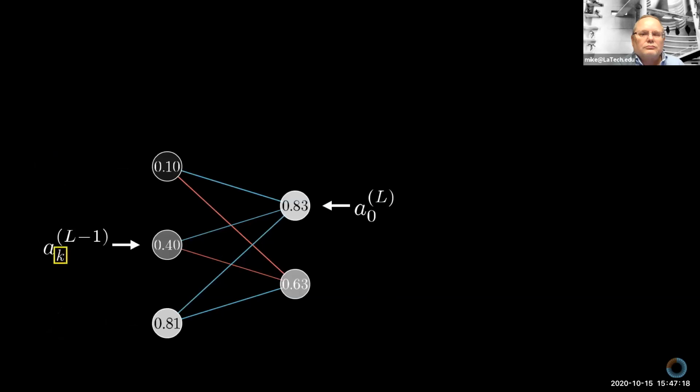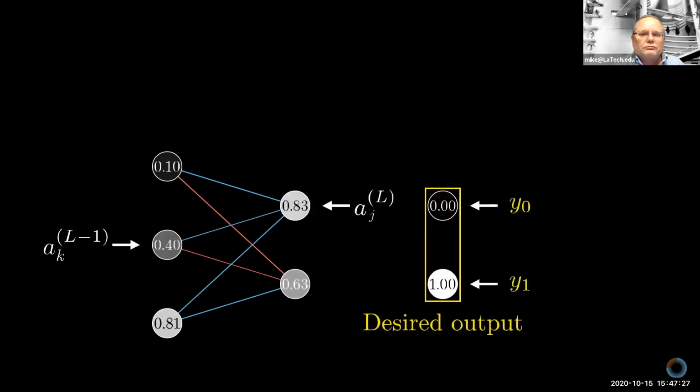Let's go ahead and use the letter K to index the layer L minus 1, and J to index the layer L. For the costs, again, we look at what the desired output is, but this time we add up the squares of the differences between these last layer activations and the desired output. That is, you take a sum over (ALJ minus YJ) squared.